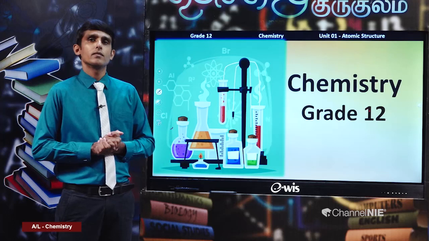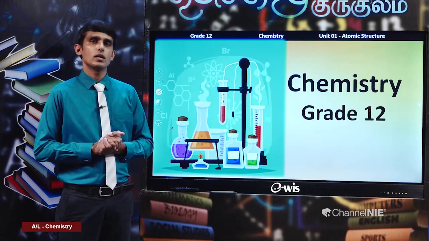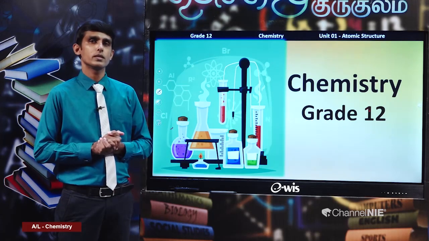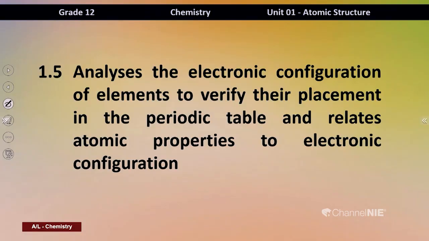Let's see what you are supposed to understand according to the new syllabus. There we started competency level 1.5. Under that, we discussed the relationship between the electron configuration and the position of the elements in the periodic table, and we started the periodic properties. So the lesson I am explaining today is another section which comes under competency level 1.5.